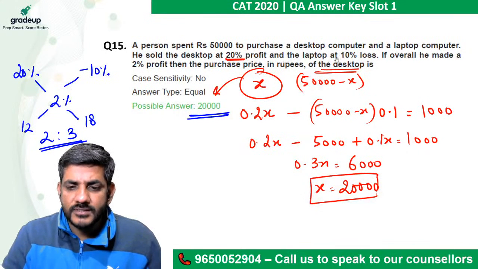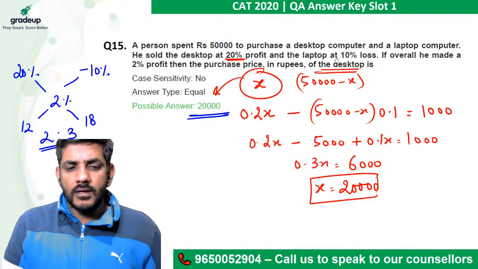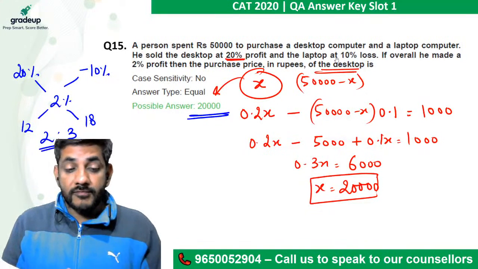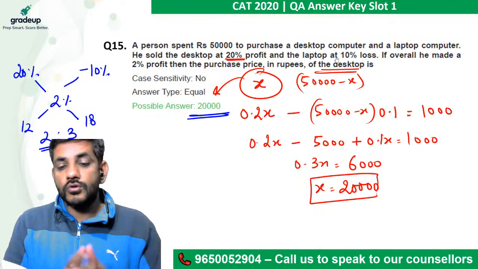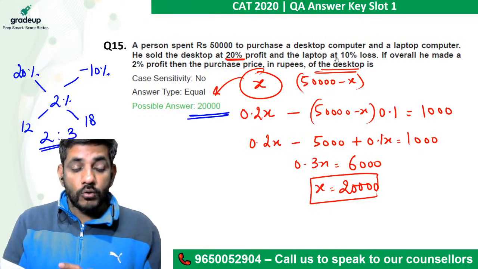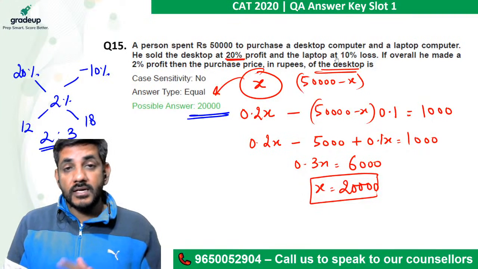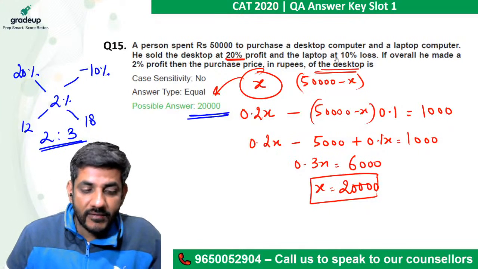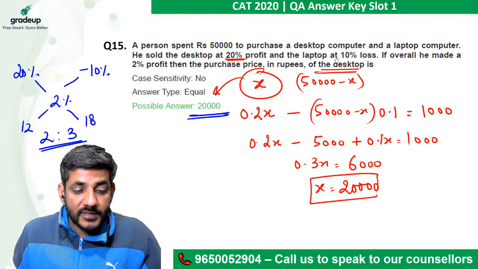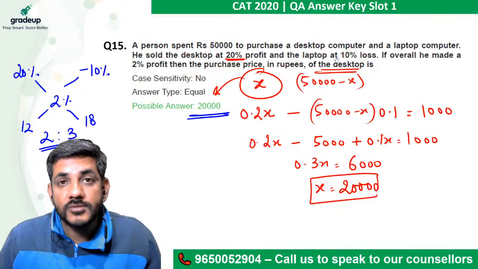Not a difficult question, right? Rather, I would say again a very easy question, super easy question. If I look at the scores of CAT this year, when I look at the students, probably they are scoring too less in this paper, but the questions are not that difficult. I don't know why the scores are so low in this paper.